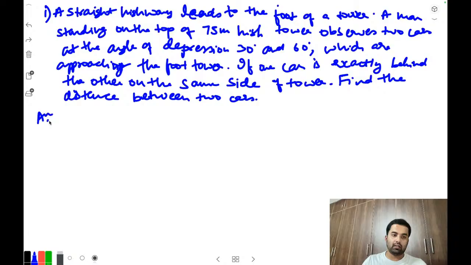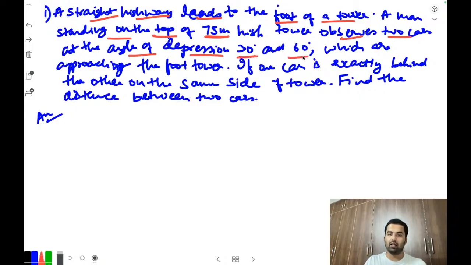Okay, let's start figuring out the problem. A straight highway leads to the foot of a tower. A man standing on top of the tower, which has a height of 75 meters, observes two cars at angles of depression 30 and 60 degrees. One car is exactly behind the other on the same side of the tower. Find the distance between the two cars.